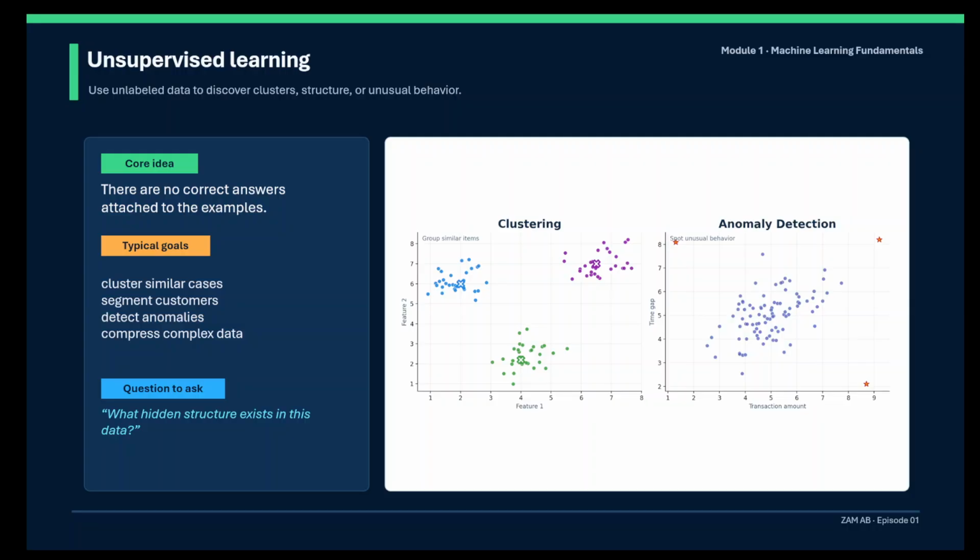compress complex data. And definitely, for example, segmenting customers, you are putting together customers who are spending, for example, per month more than 70,000 or 80,000, and some customers who are spending less. So this is one of the aspects I am just giving. There can be different aspects on which categorization can happen.